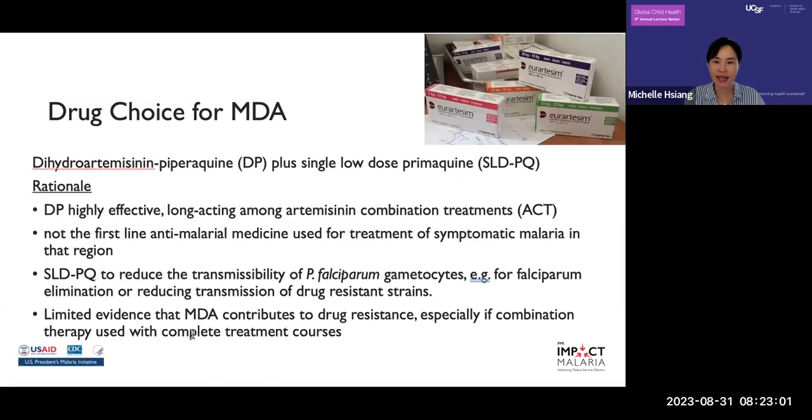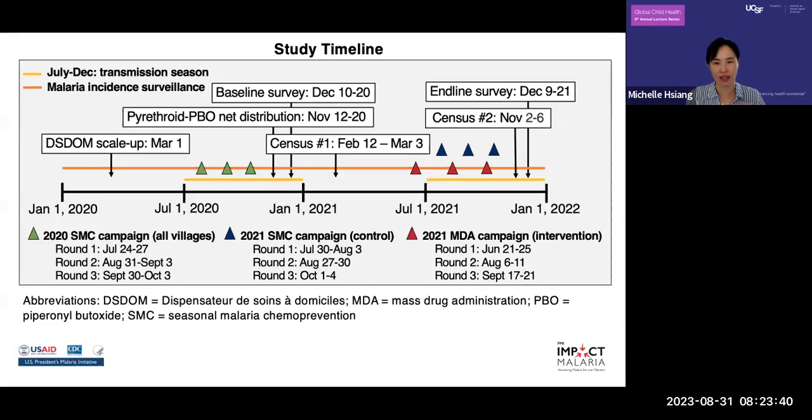And I mentioned the gametocytes. There has been limited evidence that MDA contributes to drug resistance, especially when using combination therapy and completing a treatment course. But as I mentioned, it's not intended to be something you do forever. It's intended to be a time-limited intervention. When we originally did some modeling work on this, it looked like you needed to do 3 years to really get down to those pre-elimination levels. The trial was originally planned for 2 years, but we didn't have enough funding, so we did 1 year. That's a limitation of the study, but a reality of our funding situation.